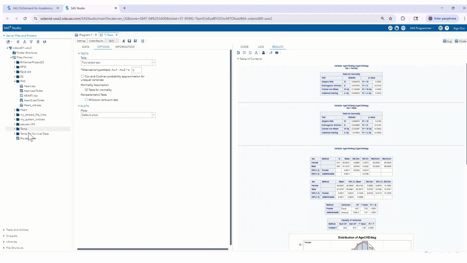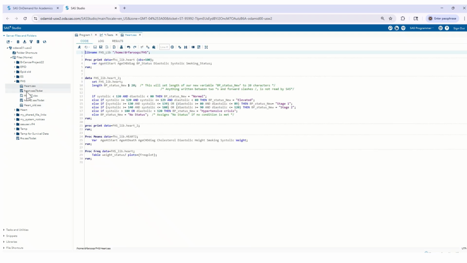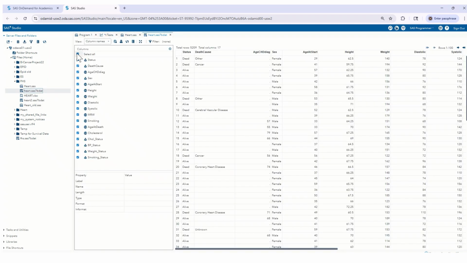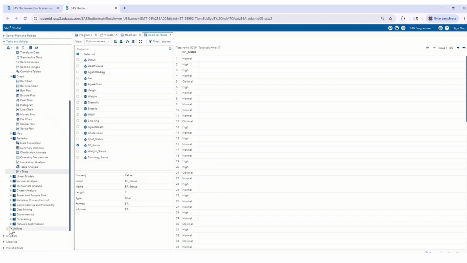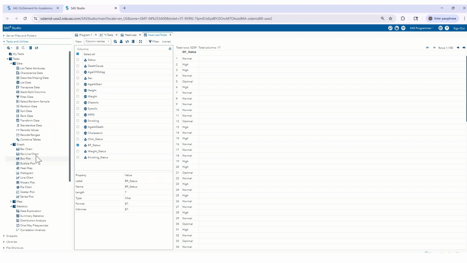Okay, in our original heart dataset, we have BP status, but it has three categories, as we have seen many times: normal, high, and optimal. I will convert them into two categories, because that will be easier for us to understand how the confidence intervals for the proportions work. In fact, we created a BP status 2 in chapter 1, but for some reason I got it deleted, so I'm going to create this variable again.